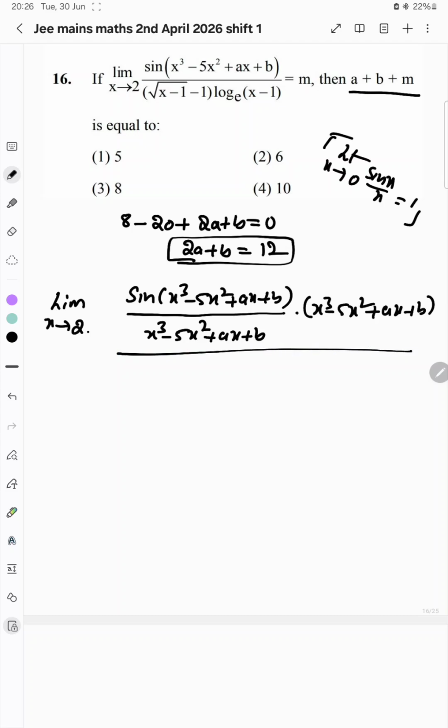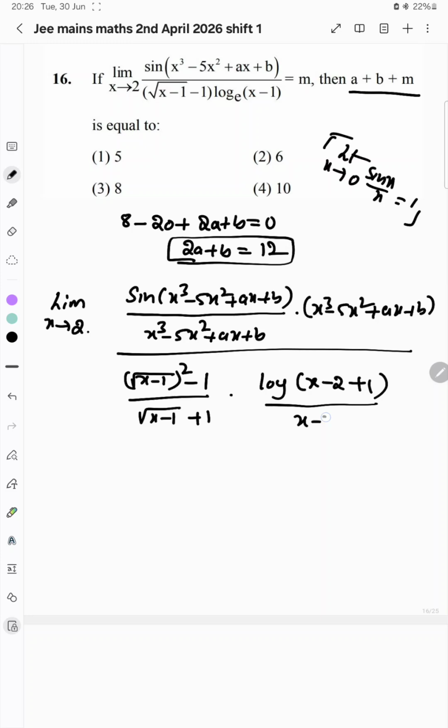Okay, now in the denominator we can do the rationalization for this. So root over x minus 1 minus 1, if you multiply and divide with root over x minus 1 plus 1, we will get (root of x minus 1) whole square minus 1 by square root of x minus 1 plus 1. And here log of x minus 2 form we want to get, right? For that purpose x minus 2 plus 1 we can write. So it looks like log of 1 plus x model. So we want the denominator to also be x, so multiply and divide with x minus 2.